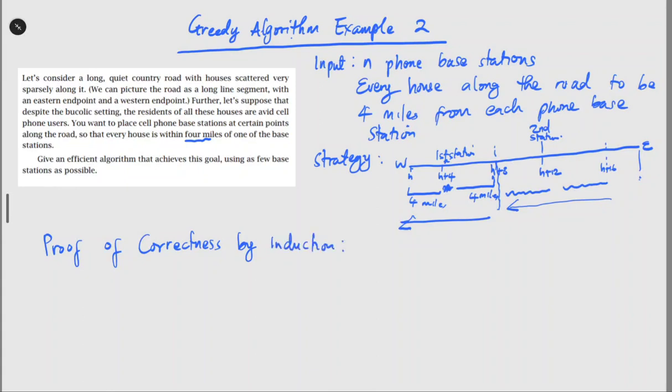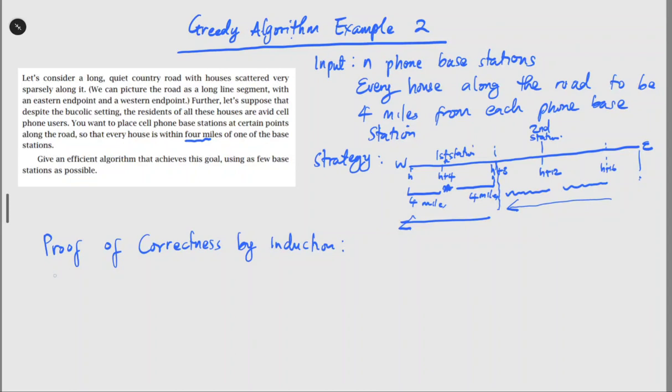So as usual, before you start writing the proof, what do you want to prove? We want to prove that our greedy algorithm stays ahead. And in this case, if our greedy algorithm stays ahead, it means that we are using fewer base stations. The greedy algorithm is using fewer base stations. So before you start to write any proof, please think about what you're actually proving.